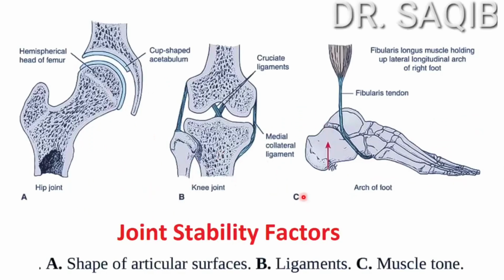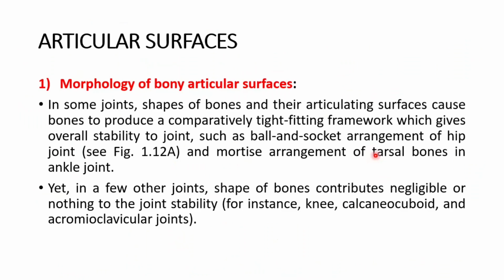This is joint stability factors. First of all, you could see this articular surfaces opposing their congruity. For example, these are the ligaments, right? These are the intracapsular ligaments, the cruciate ligaments, and this is the medial collateral ligament. And this is the muscle, fibularis longus muscle holding up lateral longitudinal arch of the right foot. Here is the muscle tone. Here you could see the tendon going on into the sole of the foot.